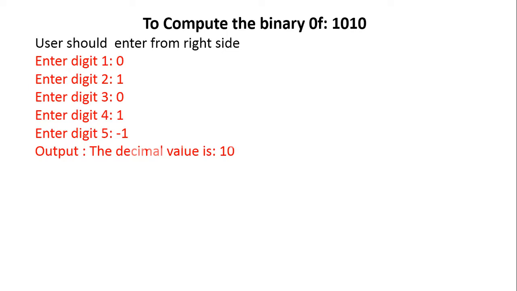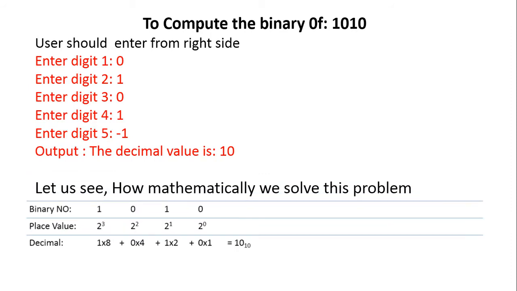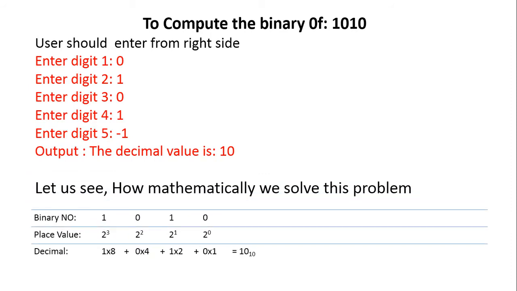So let us see how mathematically we solve this problem. We have done this in 8th grade, and in some schools even in 3rd or 4th grade. If you see in the first row, 1010, this is our binary number, and we want to convert it into decimal. In the second row, we write 2 to the power 0, 2 to the power 1, 2 to the power 2, 2 to the power 3, and so on.